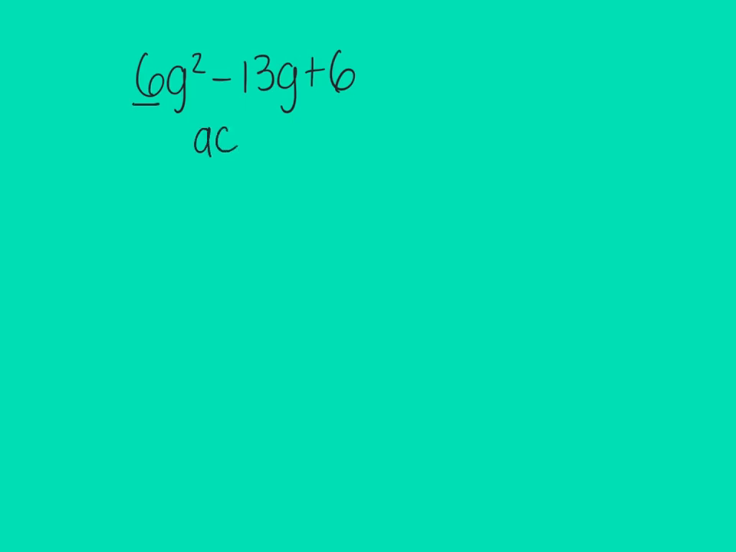So in this case, A is 6 and C is also 6. So 6 times 6 is 36. So I'm going to be looking for numbers that multiply to 36 and add to negative 13, our B. So thinking through my factor pairs, 36, I could have 1 and 36, but those don't add to get 13. So we'll move on to 2. 2 times 18. That also does not add to get 13. 3 times 12 also does not add to get 13. 4 times 9, 4 plus 9, yes, that equals 13.